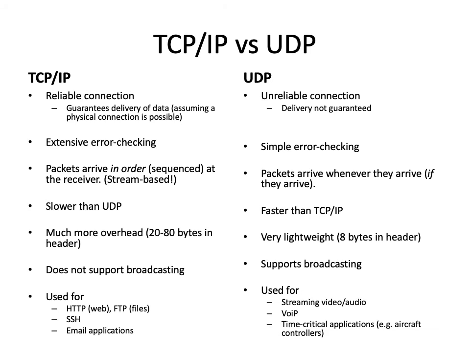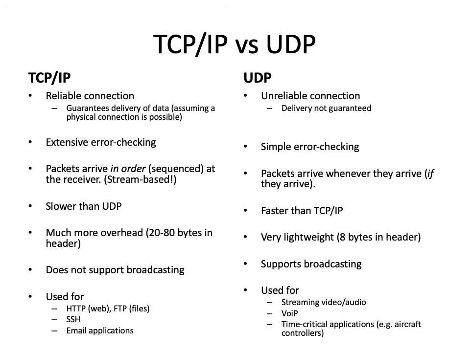UDP, on the other hand, is for when those things don't matter, and you can get more performance out of it. So it's great for voice over IP and streaming audio and video, because if one of those packets is missed, maybe there's a tiny little blip, but it's fine. You've moved on past that.